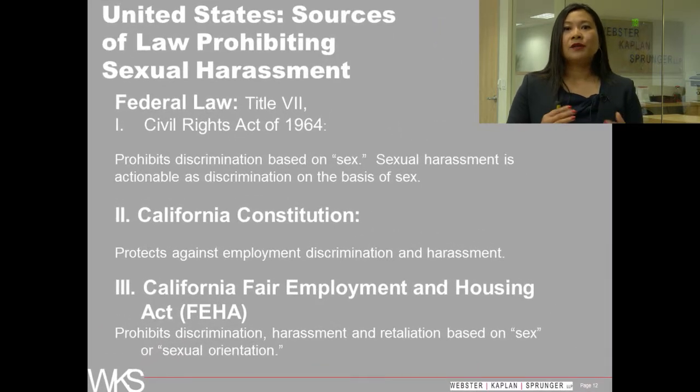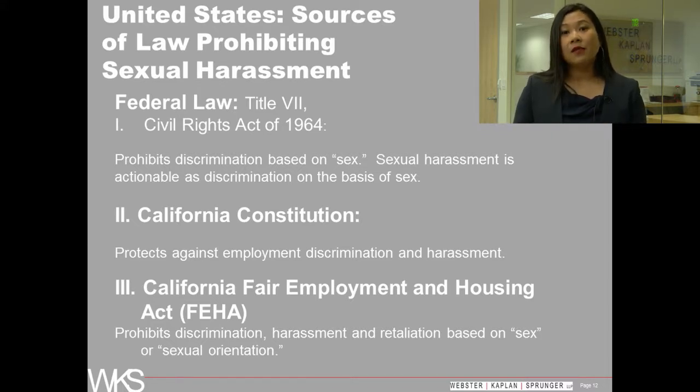So now let's go back to our country, and let's go back to where these laws come from. Why is it that companies throughout the United States have policies that prohibit sexual harassment in the workplace? Well, the sources of law come from both federal law as well as state law, specifically here in California. Under federal law, you have Title VII that prohibits discrimination on the basis of sex, and that specifically prohibits sexual harassment as a form of discrimination on the basis of sex.